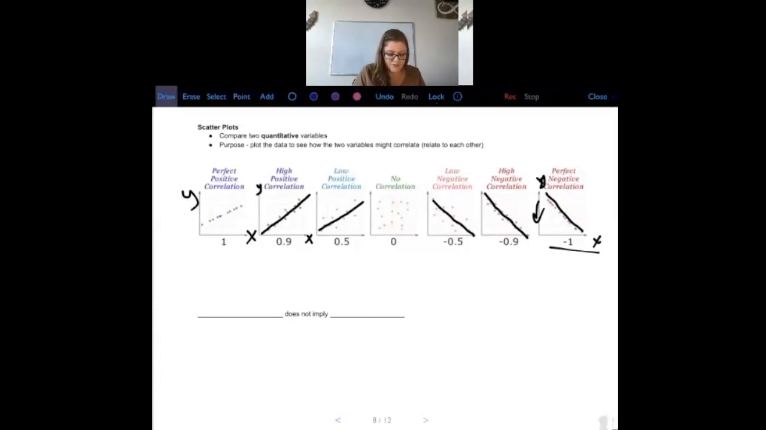These values under the graphs, 1, 0.9, 0.5, negative 0.5, negative 0.9, and negative 1, are what are called the R values or the correlation coefficients, and we'll talk about those more later on, where R ranges between 1, perfect positive correlation, and negative 1, perfect negative correlation. The biggest thing to gather from this is that correlation does not imply causation. So just because two values are correlated on a graph, let's say there's perfect positive correlation, that does not mean that one caused the other. It could be cause for more questions, but it doesn't mean that one caused the other.